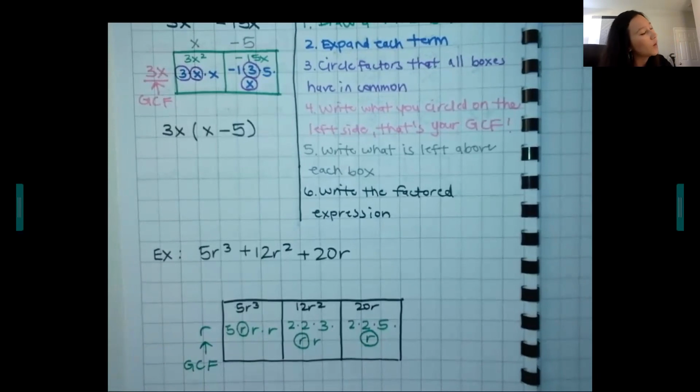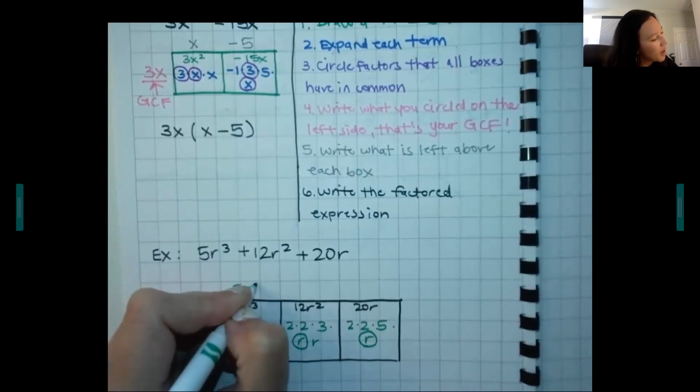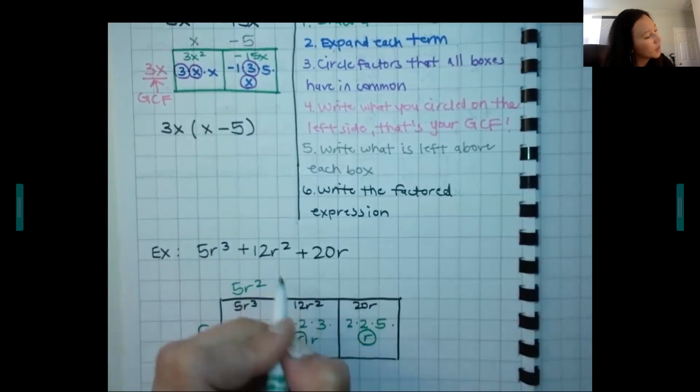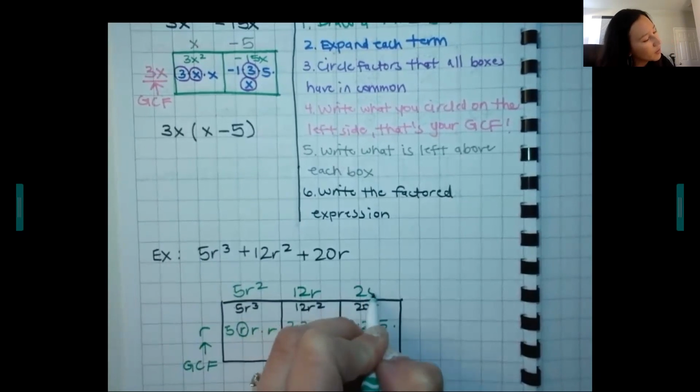And then we're gonna write what is left above each box. So we have 5 times r. We just multiply it back. It leaves us with 5r squared. 2 times 2 times 3 times r, which is 12r. And 2 times 2 times 5, which is 20.